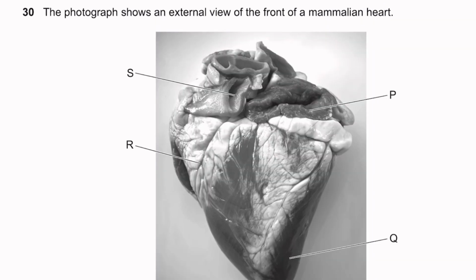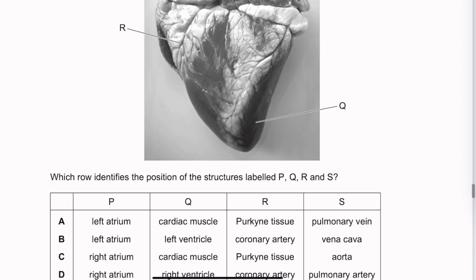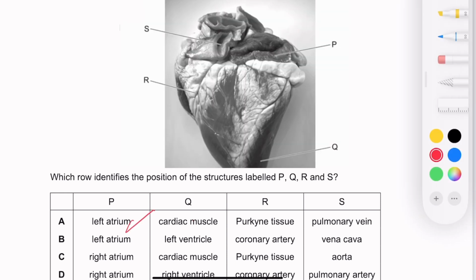The photomicrograph shows an external view of the front of a mammalian heart. Which row identifies the position of structures labeled P, Q, R, and S? So P is, let's look at the options, left atrium or right atrium, obviously left. Q is the cardiac muscle, or the wall of the left ventricle. R is the Purkinje tissue? I'd like to say that R is a coronary artery because of the way it's branching, and S is the vena cava. Actually, yes, vena cava. You can see it's coming right into the right atrium, so I believe it's B.